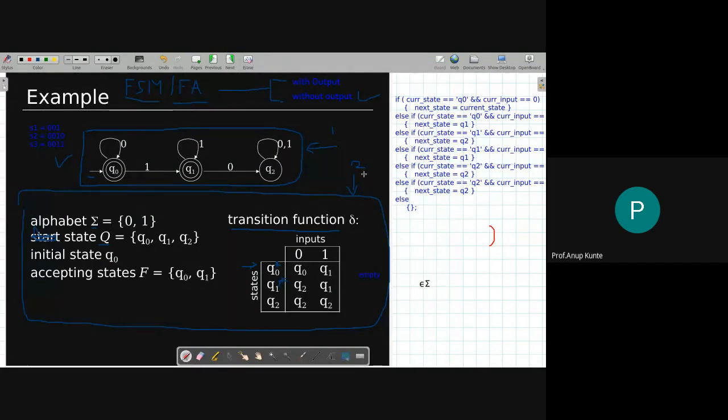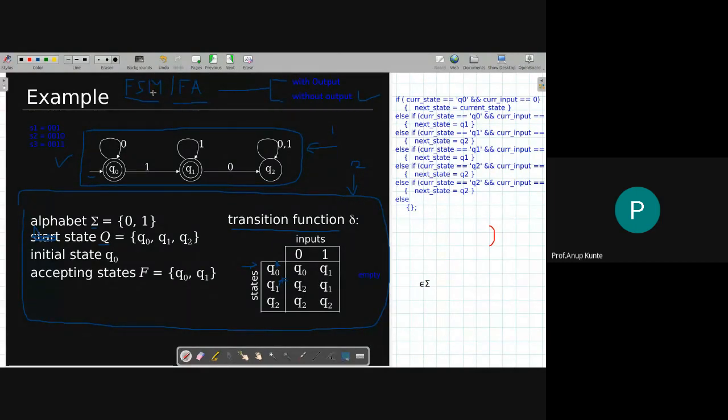Whenever we say FA, it is FA without output. An acceptor, non-acceptor device. Okay, I hope this now clears the doubt about this particular category of devices. Now, the other name for FA is finite state machine.